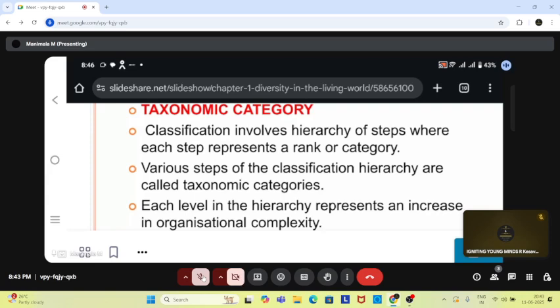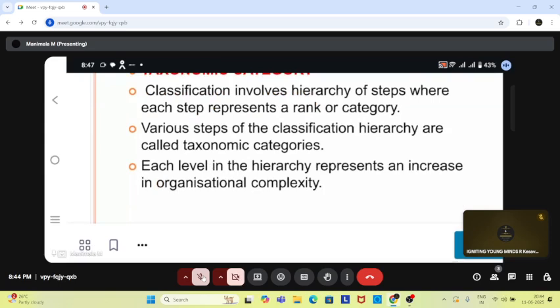The same way, in a school there is the management, then the principal, then the teachers, then the children. So there is a hierarchy, right? In the same way, in naming organisms also we should use some category, a taxonomic category. So the various steps of classification in the hierarchy are called taxonomic categories. Each level is a step, and it represents the hierarchy of the organism.